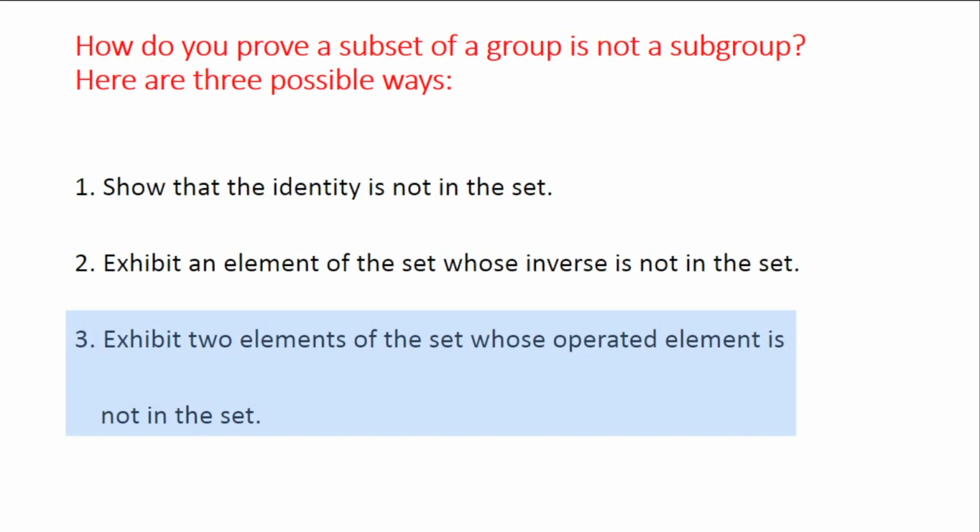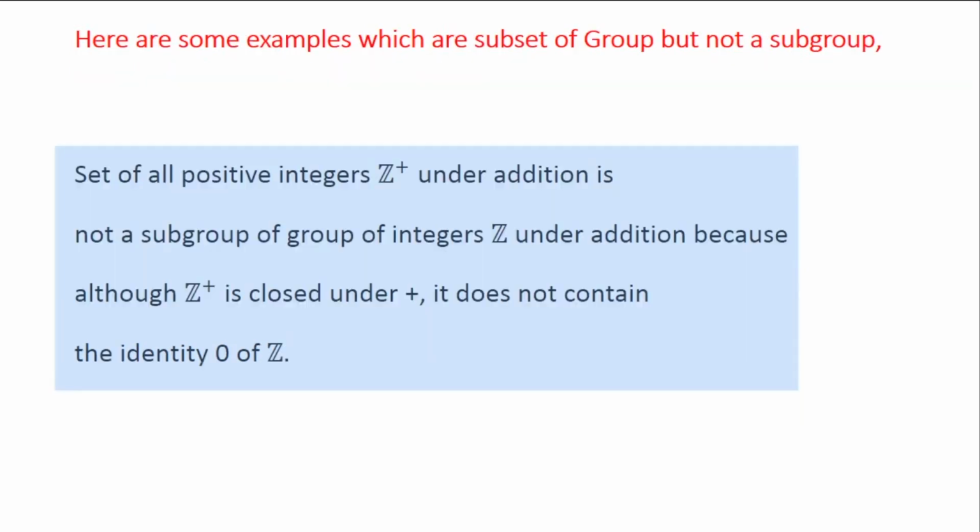And the third one is, exhibit two elements of the set whose operated element is not in the set. Here are some examples which are subsets of a group but not a subgroup. The set of all positive integers Z plus under addition is not a subgroup of the group of integers Z under addition, because although Z plus is closed under addition, it does not contain the identity 0 of Z.